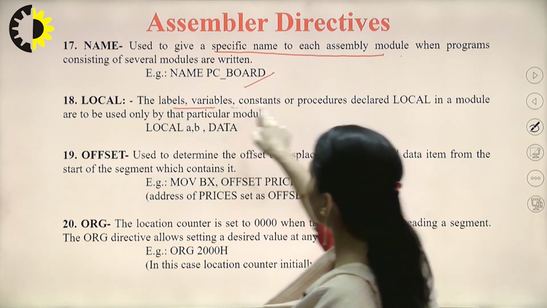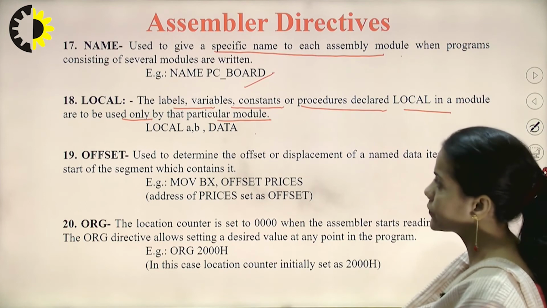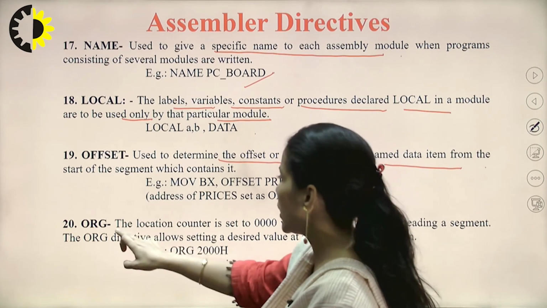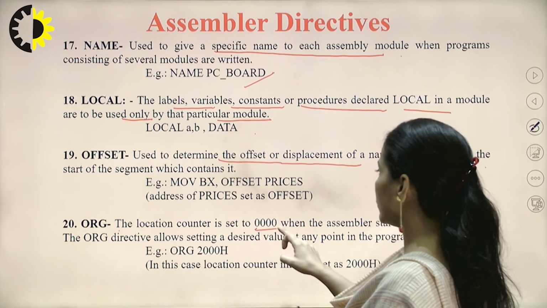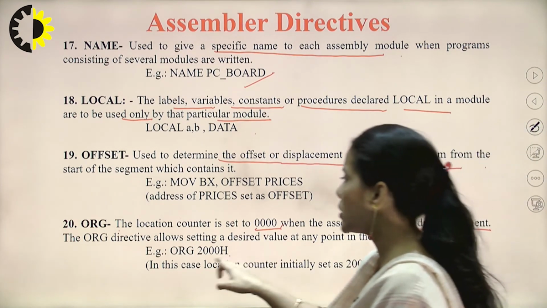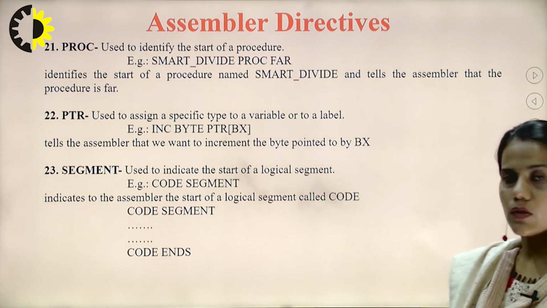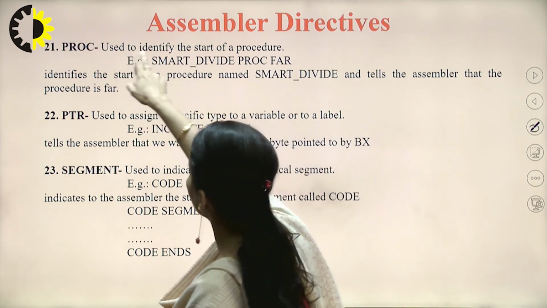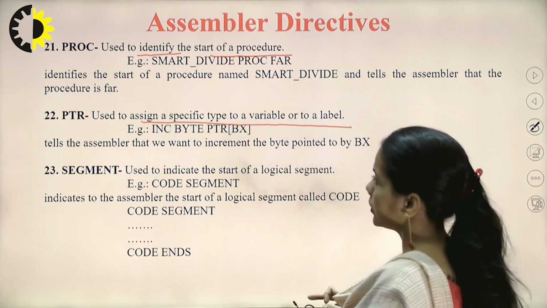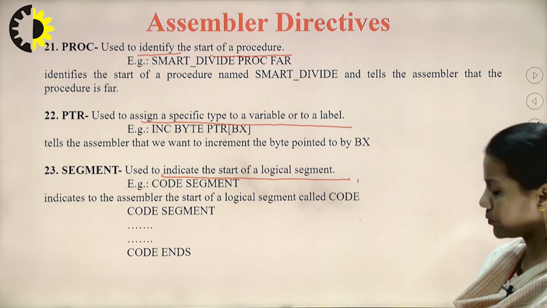LOCAL: the labels, variables and constants declared local are to be used only by that particular module. OFFSET is used to define the offset or displacement of the named data item. ORG: the location counter is set to 0 when the assembler starts reading a segment, so using ORG we can give our own desired location for starting the code. PROC is used to identify the start of the procedure. PTR is used to assign a specific type to the variable or the label. SEGMENT is used to indicate the start of the logical segment. Examples have been quoted here.